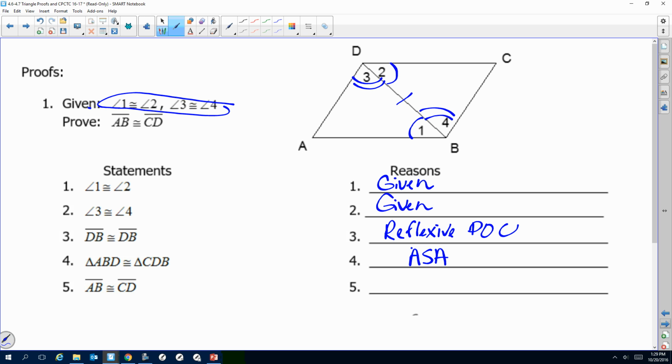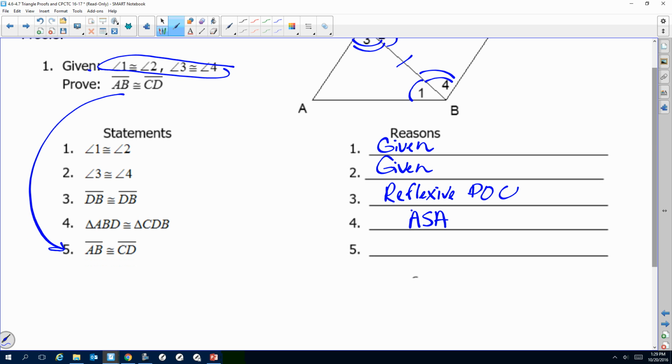And then statement 5, the last statement, which has to be what we're trying to prove. Does that match? Yes, it does. How do I prove that the segment BD is congruent to CD? Very good. CPCTC. Because we proved that the triangles are congruent, now I can state something about their parts being congruent as well. Okay?